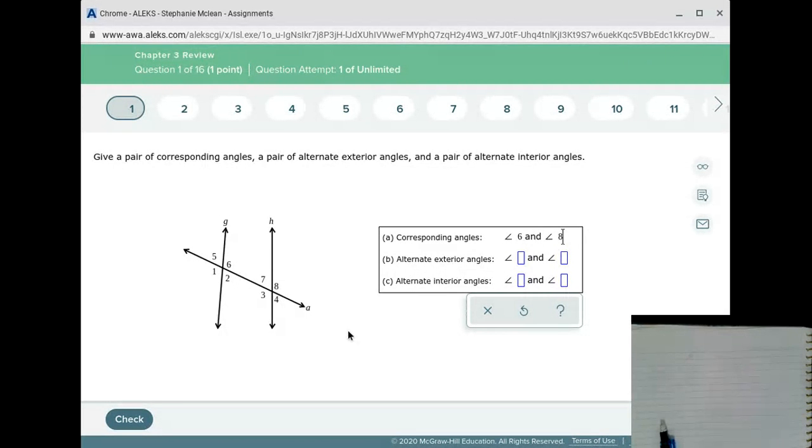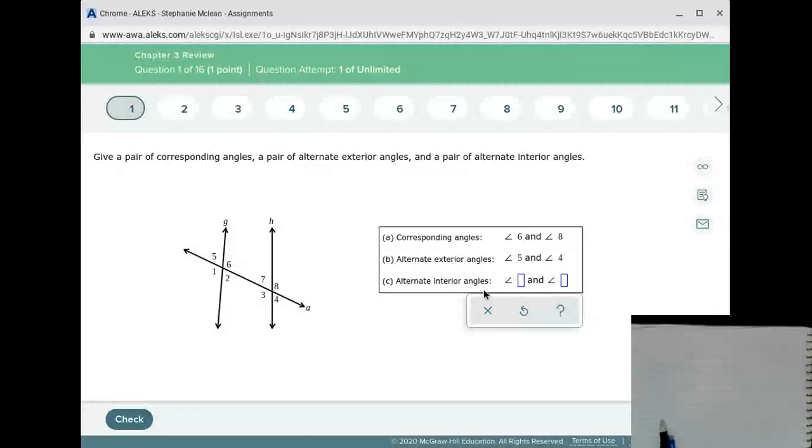Okay? So alternate exterior angles. If I have alternate exterior angles, 5 is on the outside of line G. Then if I look at line H, I need one of the angles on the outside of this line, and it needs to be alternate, so it needs to be across from it. So an example of alternate exterior angles would be 5 and 4. Angle 5 and angle 4 are examples of alternate exterior angles.